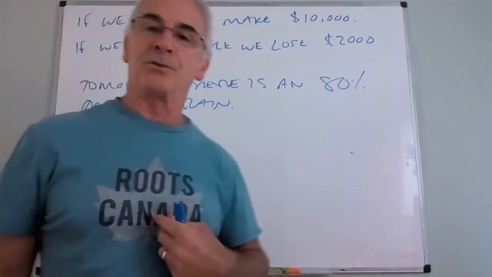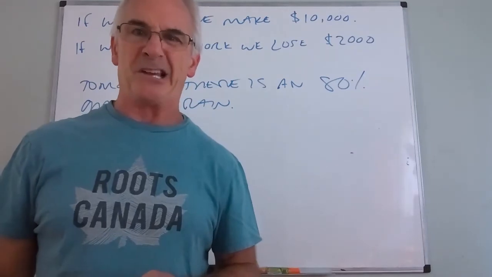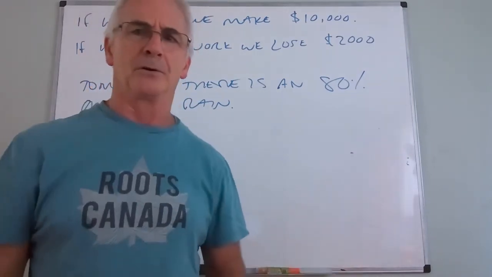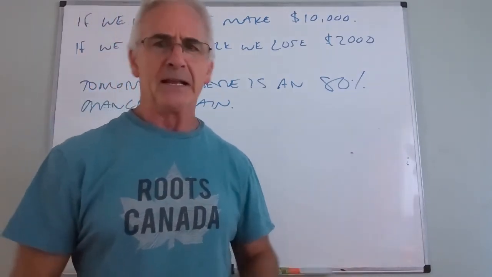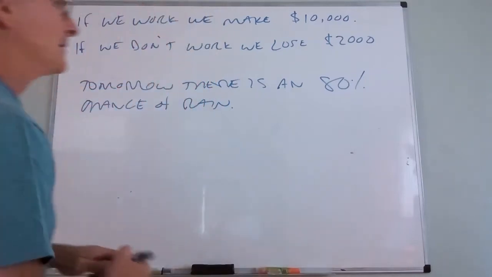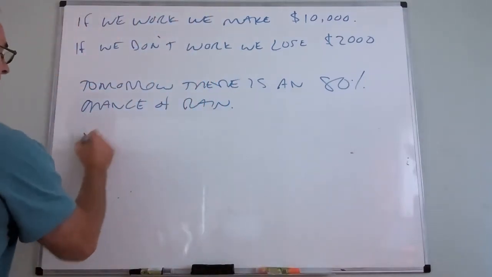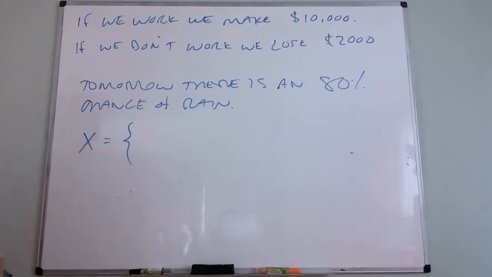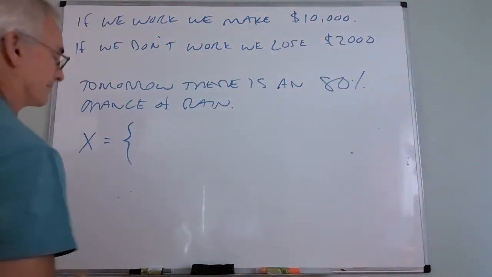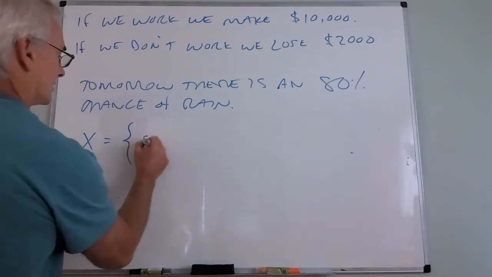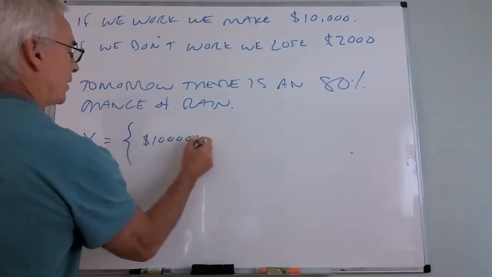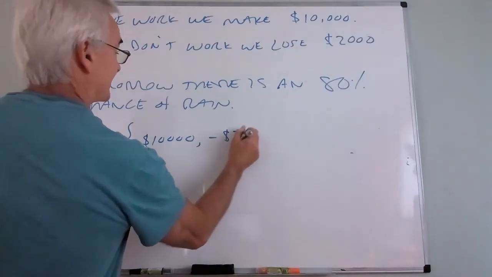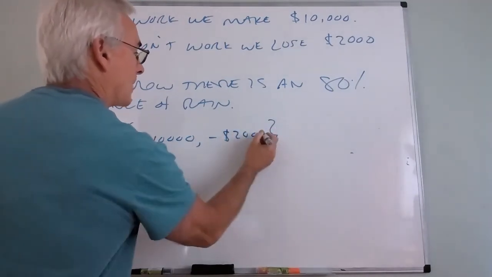Now, if you're out in the middle of the desert, it's probably not going to rain tomorrow. But if you're in Seattle, it's probably going to rain tomorrow. So first of all, what are my possible outcomes? $10,000 or -$2,000. That's it. What are my probabilities?